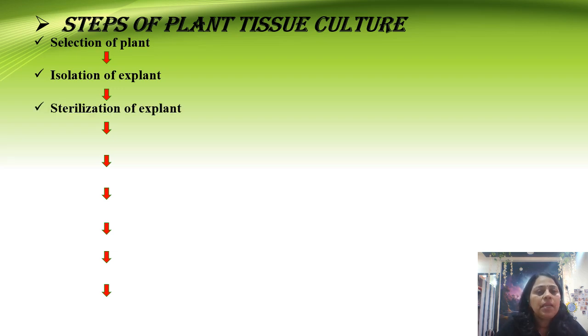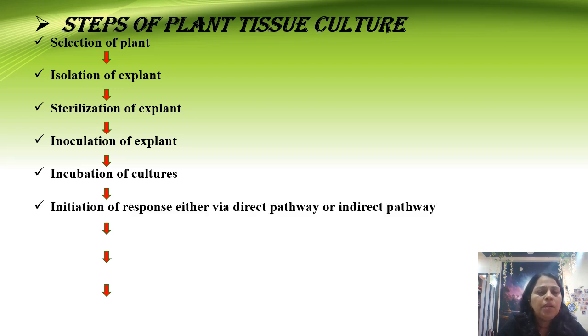Next step is sterilization of explant. Sterilization of explant is done by mercuric chloride or sodium hypochlorite. Inoculation of explant. Incubation of cultures. When inoculation is done, we keep the cultures in culture medium with appropriate temperature, light, and humidity control condition.